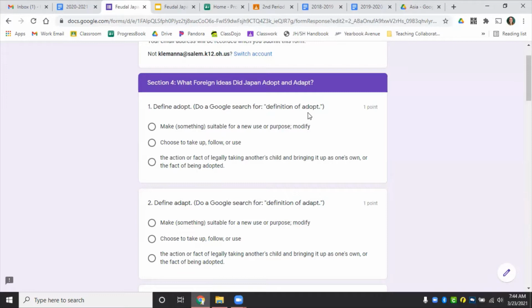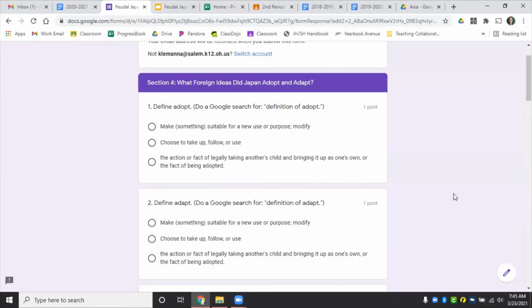Okay, make sure you spell adopt correctly. Again, adopt and adapt are spelled very similarly, so you need to make sure that you're spelling the proper one. Okay, so Google definition of adopt. If you type exactly what is in the quotation marks there, you will get an answer. Now, we're not talking about adopting a child, okay? So make sure that your definition does not have anything to do with adopting a child, okay? Take a minute and look that up and pick the proper answer. Pause the video now while you do that.